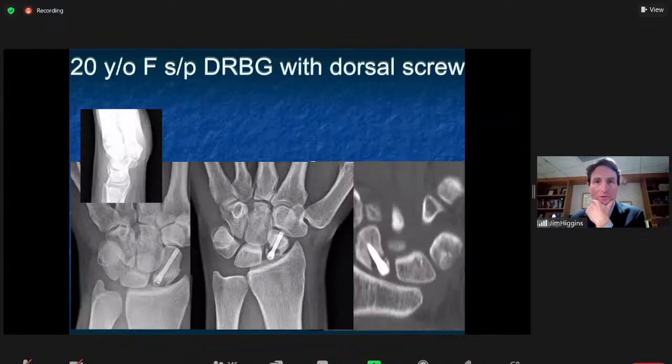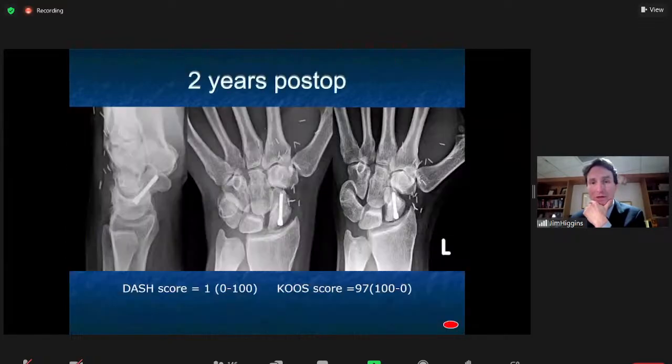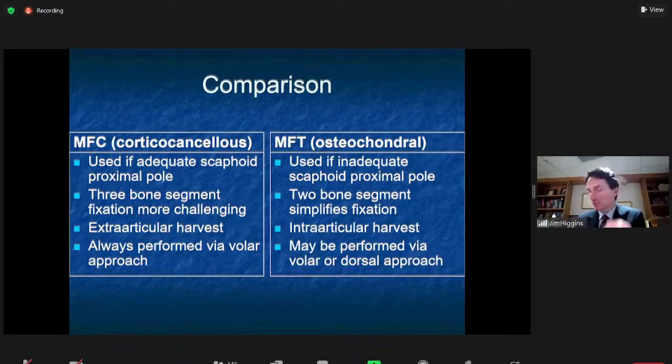2 years. Maybe one more case, really small, blown up proximal pole. That's not salvageable in my mind. Here he is, two years post-op. So in summary, and I think I'm doing pretty good, 7:36.